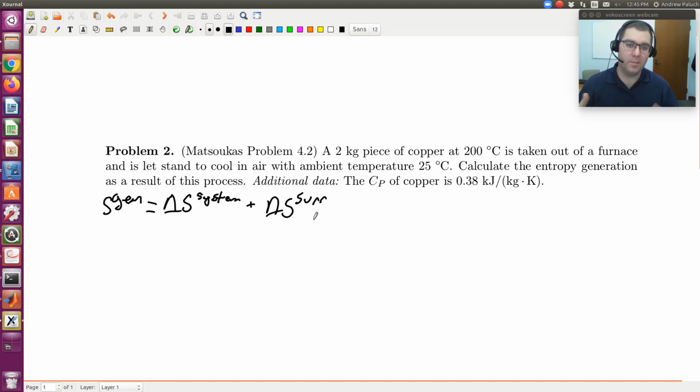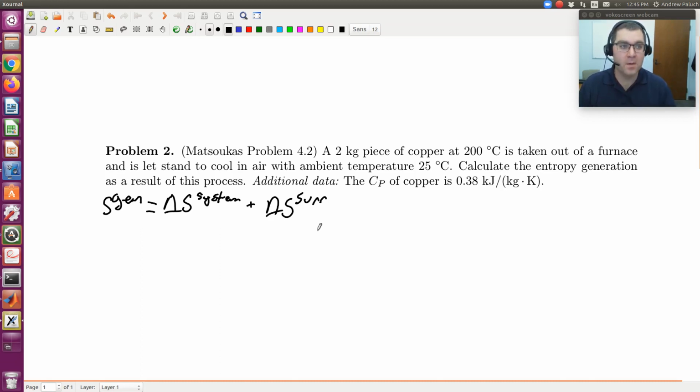I'm going to take a hot block of copper out of the oven, and so I'm going to take my system to be copper. Copper is going to exchange heat with the air that surrounds it. So I'll take that ambient air to be my surroundings, and since we have copper in some massive atmosphere, I'll assume that my ambient air can be assumed to be a bath, so that the temperature of my air is constant. It's able to absorb that heat from copper, and the change in the surrounding air is negligible.